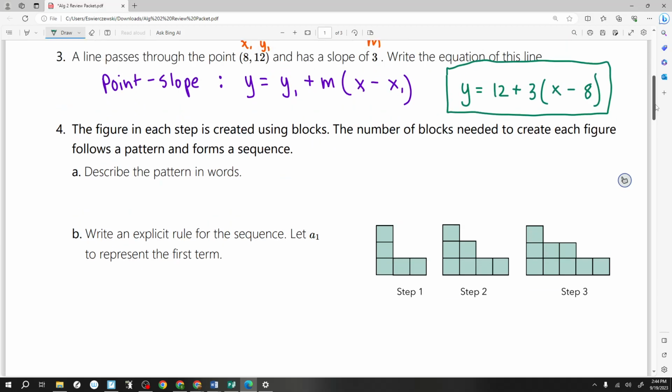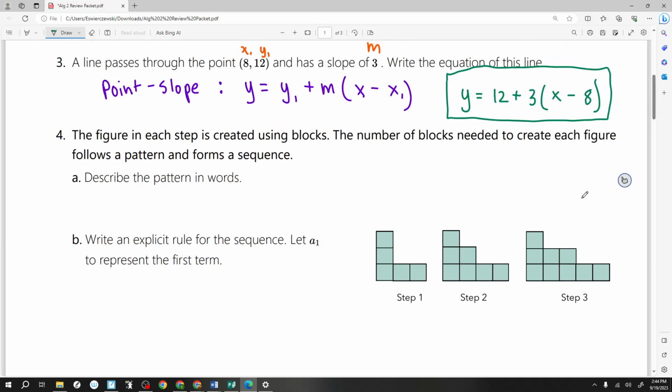All right, let's look at number 4. Number 4 says the figure in each step is created using blocks. The number of blocks needed to create each figure follows a pattern and forms a sequence. Okay, how many blocks are here? 5. How many blocks are here? 7. How many blocks are here? 9. Yes. What are we doing? Describe the pattern in words.